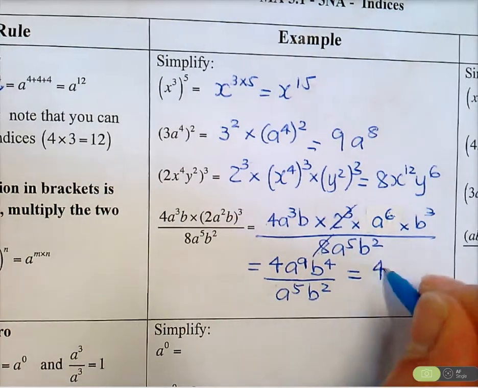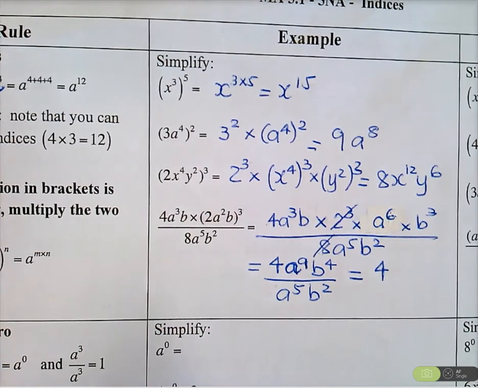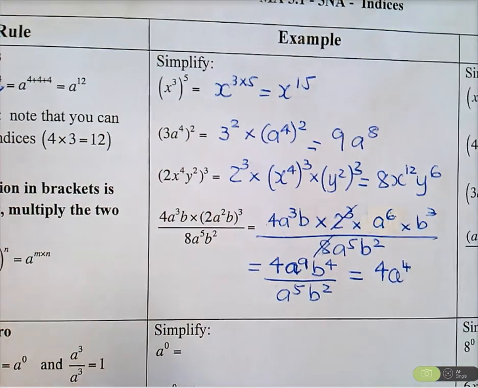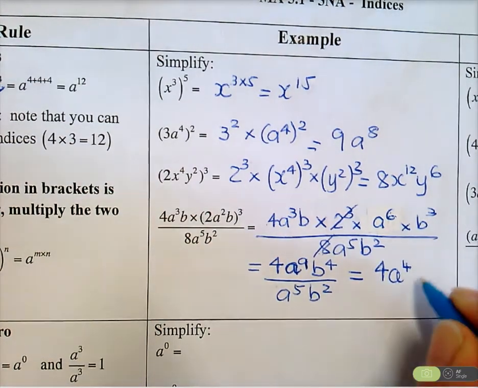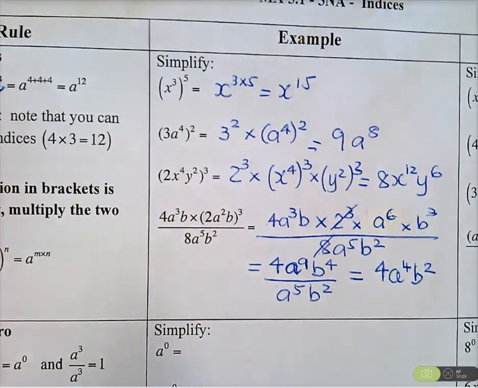4's right. A9 divided by a to the power of 5. What's that? A to the power of 4 on the top. B to the power of 4 over b squared is b 2. B squared on top.